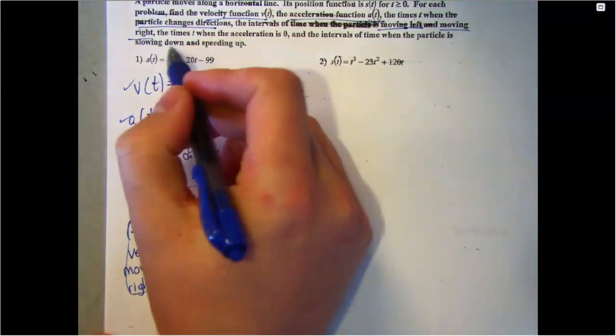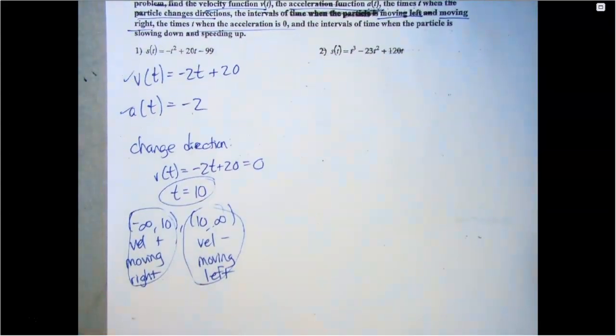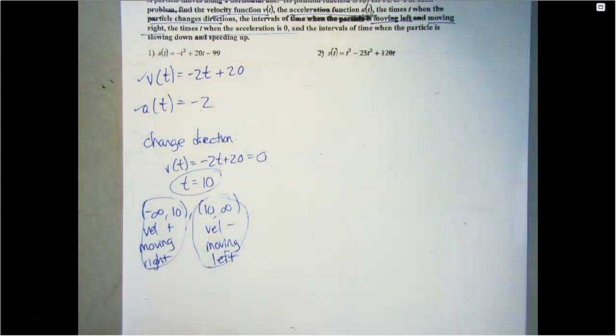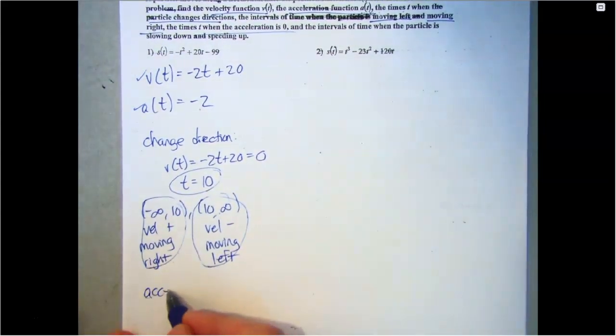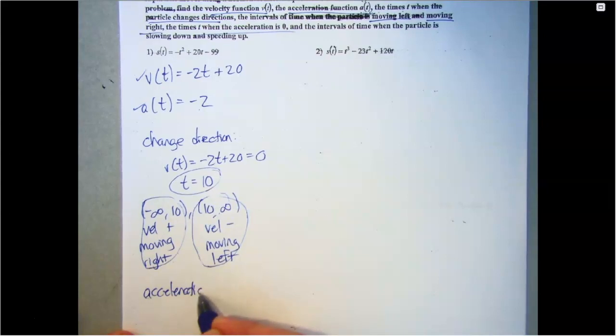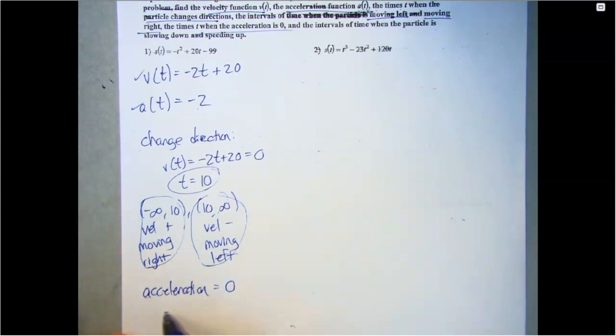Okay, so times when the acceleration equals 0. So when the acceleration equals 0, I would set the acceleration equal to 0. And in this case, negative 2 can never equal 0, so in this case, that never happens.